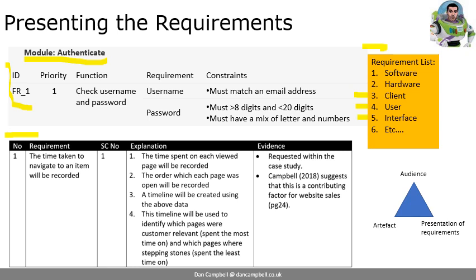So the point I'm making is the way in which we are presenting the requirements is influenced by the people who are reading or engaging with the requirements, which is also influenced by the artifact. So it's like a triangle in itself. And again, speak to your supervisor and get some thoughts and some guidance around this.